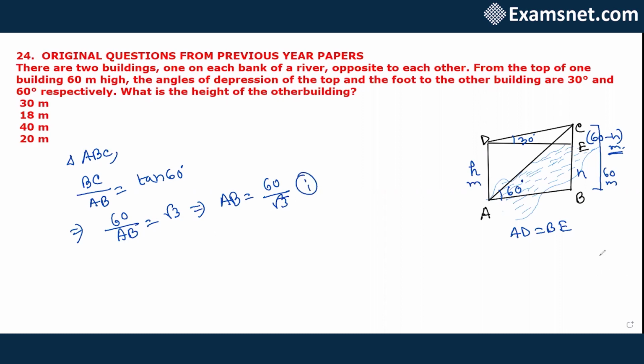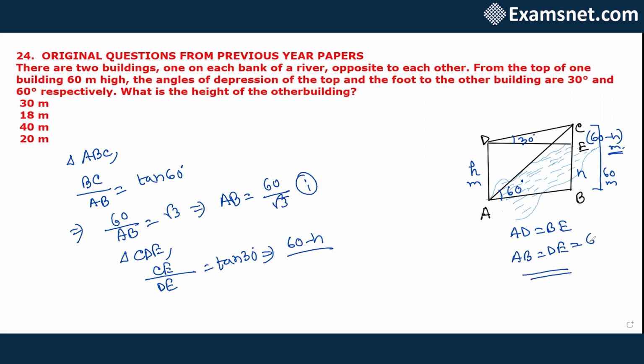Next, from the diagram, we can say AB equals DE. According to the diagram, these two are equal. Now we will consider the triangle CDE. Now CE by DE equals tan 30 degree. So here CE means 60 minus H, by DE, which is equal to AB, that means 60 by root 3. So it's 60 by root 3 here. Tan 30 degree will give us the value 1 by root 3.